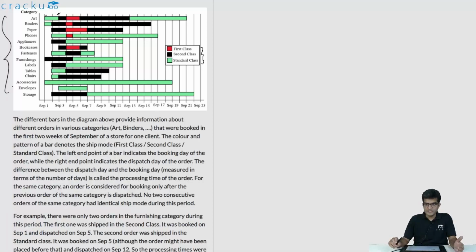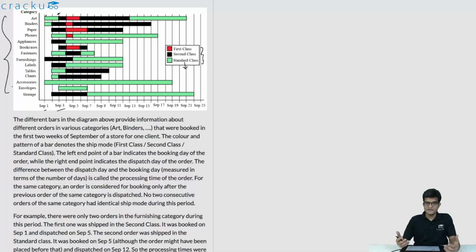For example, if you're looking at arts, the starting point of the first order is September 1st and the ending point is September 3rd. So this would imply that the order was booked on September 1st and it was dispatched on September 3rd. So the processing time is 2 days, 3 minus 1. And it was dispatched using standard class. That is basically what this graph means.